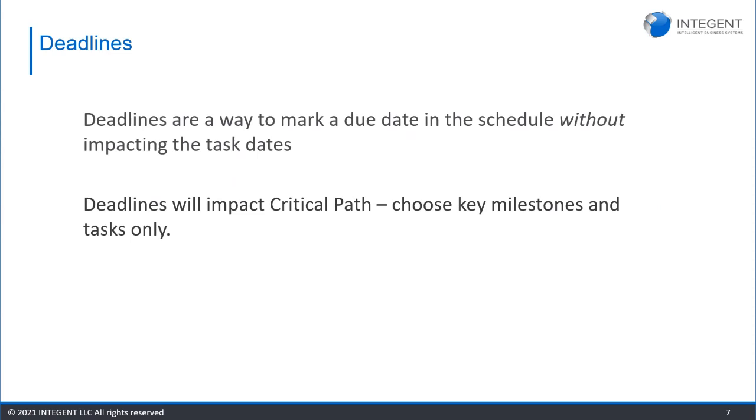Deadlines are a way for you to provide a due date in your schedule without impacting the task dates or the scheduling. You're not putting a constraint on a task saying this task has to be completed by April 9th, but you can put a deadline in that says outside of the schedule, I need to track that this has to be done by April 9th. And if my finish date passes that date, it's going to give me an indicator to show me that this task finish date is now past my deadline.